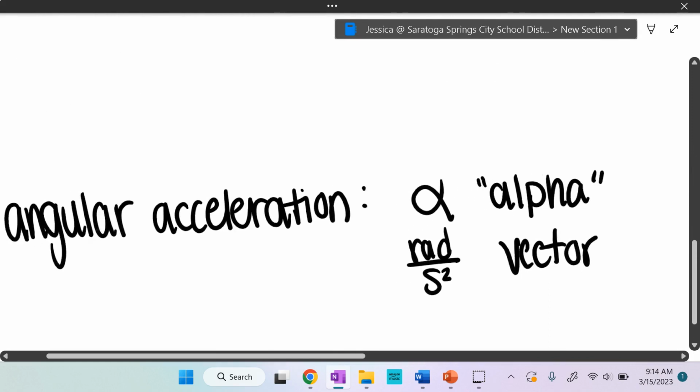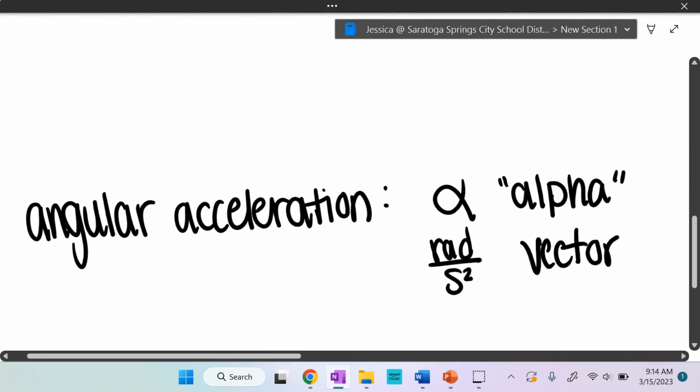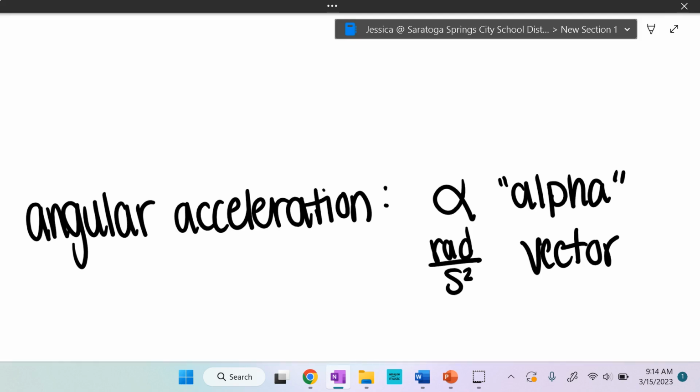Angular acceleration is represented with the Greek letter alpha. Yes, it looks very similar to our proportionality symbol, so it's up to us to differentiate between the two, just like J for impulse and J for joules. Based on the context, we can figure it out, and the units are radians per second squared. So if an object has a net torque, it will experience this angular acceleration.